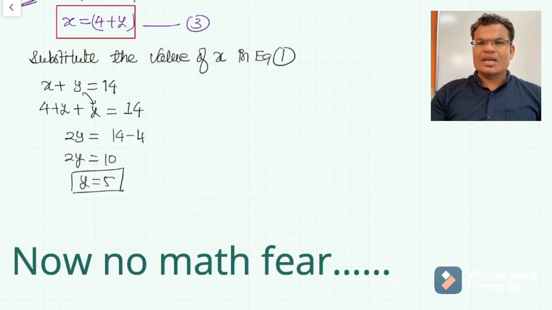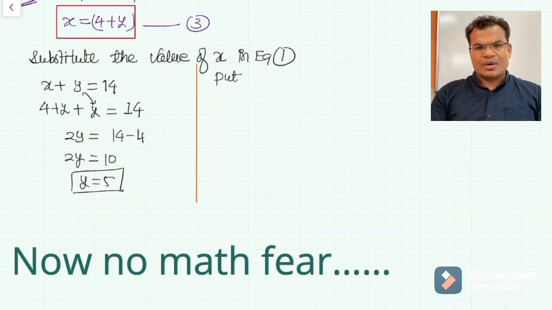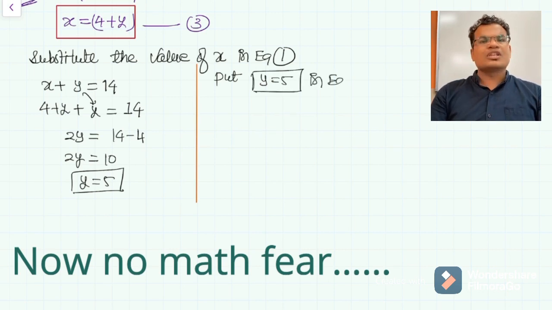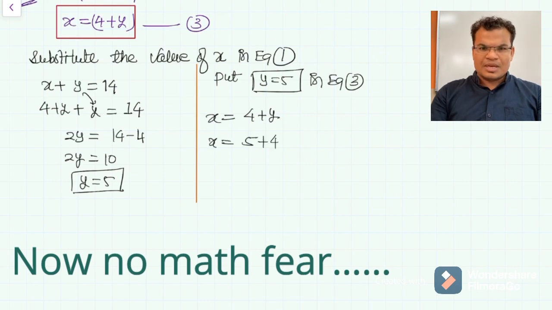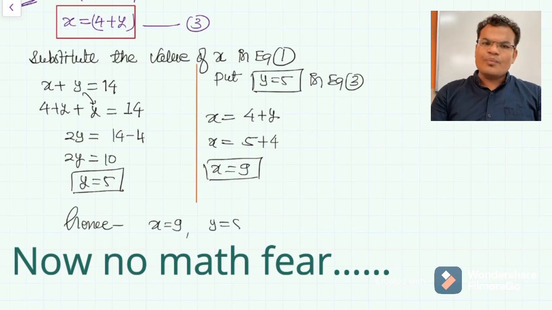So in this way, now substitute the value of y in equation number 3. What is the value of y? y is 5. We'll substitute y equals 5 in equation number 3. So x equals 4 plus y. Put the value of y here. y is 5, so x equals 4 plus 5, that will be x equals 9. This is the solution of the equations: x equals 9 and y equals 5, right? So this is your solution.